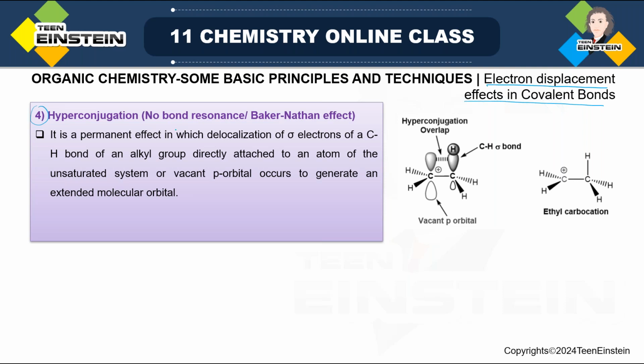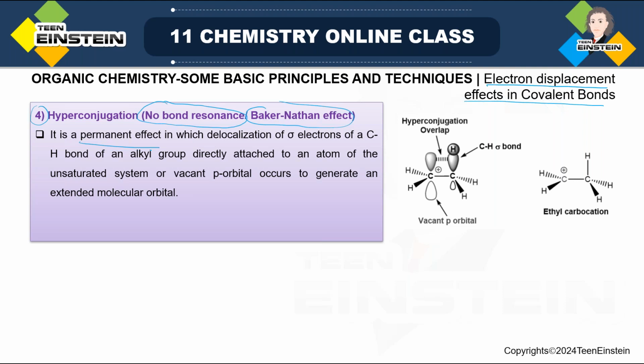Now hyperconjugation, it is also known as no bond resonance. So you can say it is a kind of resonance, but it is not like resonance. It is no bond resonance. It is also known as Baker-Nathan effect. And this effect is permanent. You have seen in case of inductive effect that is permanent, but electromeric is not permanent. Just like inductive effect, here also the effect is permanent.